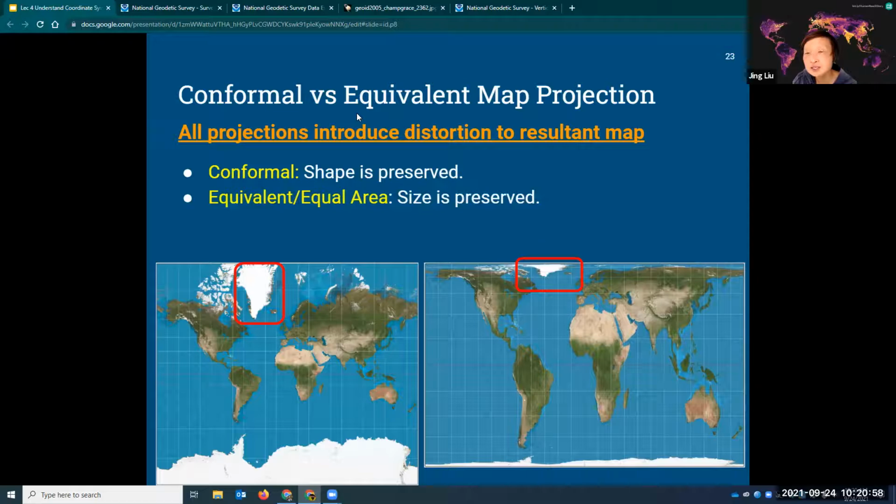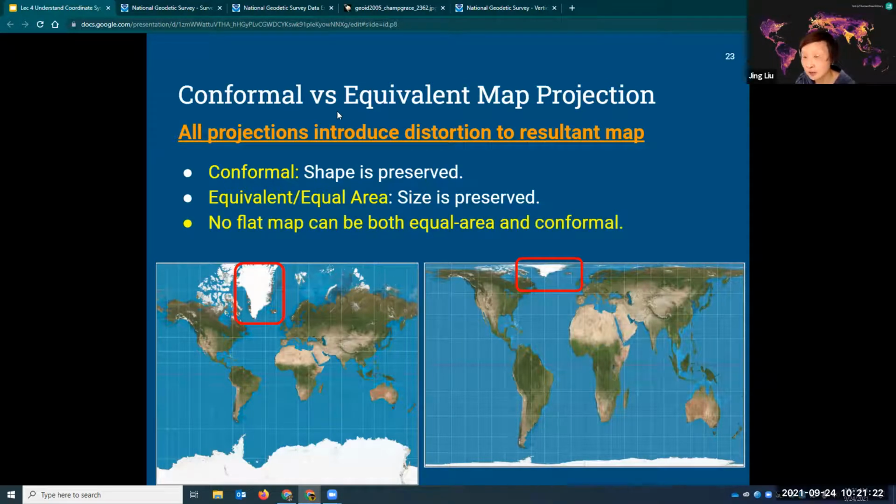You can make the shape preserved versus you can make the size preserved. It means you can keep the shape relative to the real Earth surface, or the size ratio between different continents, for example, as on the real Earth surface. Okay, you cannot have both. No flat map can be both equal area and conformal. Equal area means the size is preserved. Conformal means the shape is preserved.